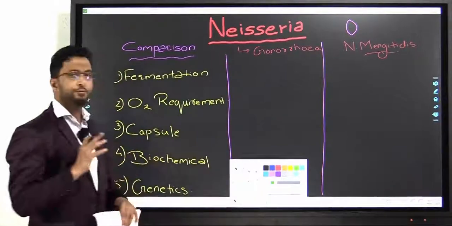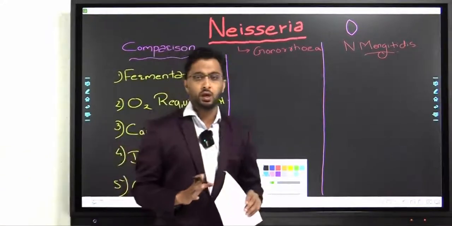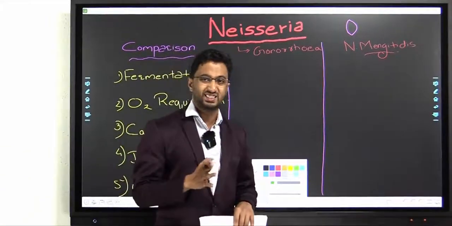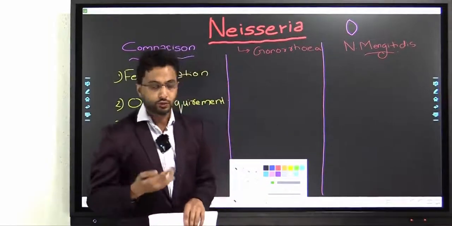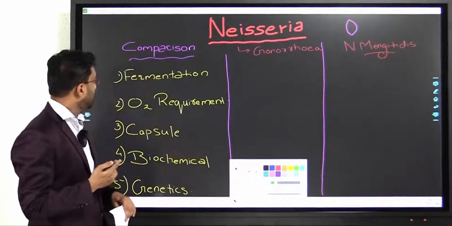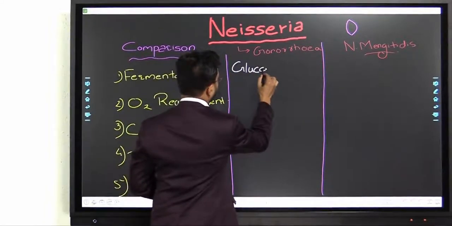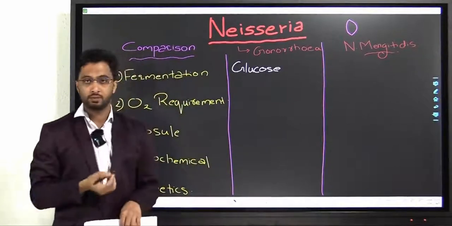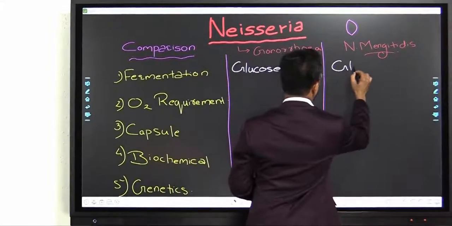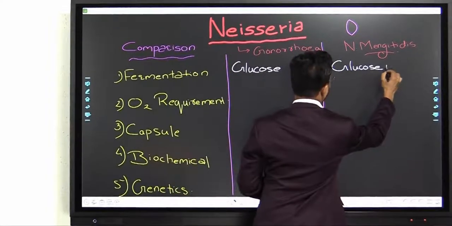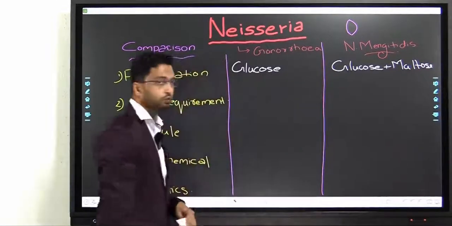The first thing is fermentation. What do they ferment? The fermentation property of most bacteria is important. Pneumococci fermented inulin. Similarly, gonorrhoeae ferments glucose. Just note it down, I'll tell you the technique to remember this chart. Whereas meningitidis ferments glucose plus maltose. So two things: glucose plus maltose.